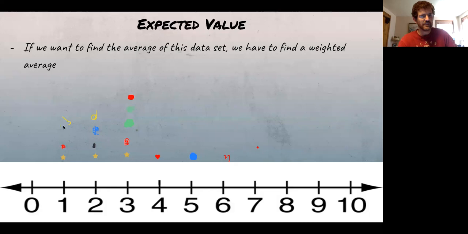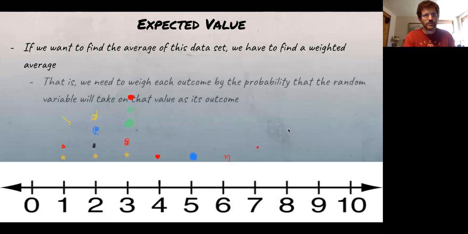I could just add all these values up. I've got, let's see, 7, 12, 13, 14, 15, 16 data points. I could just add up all the data points and divide that by 16. And that's essentially what we're about to do. But what we're going to do is actually find a weighted average.